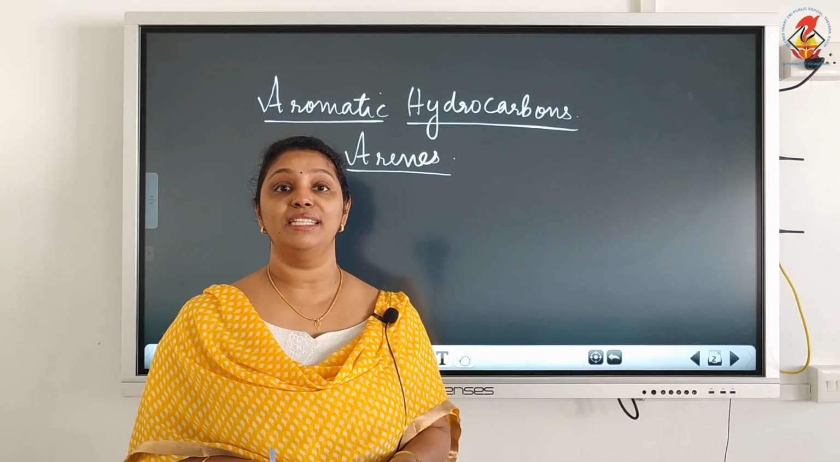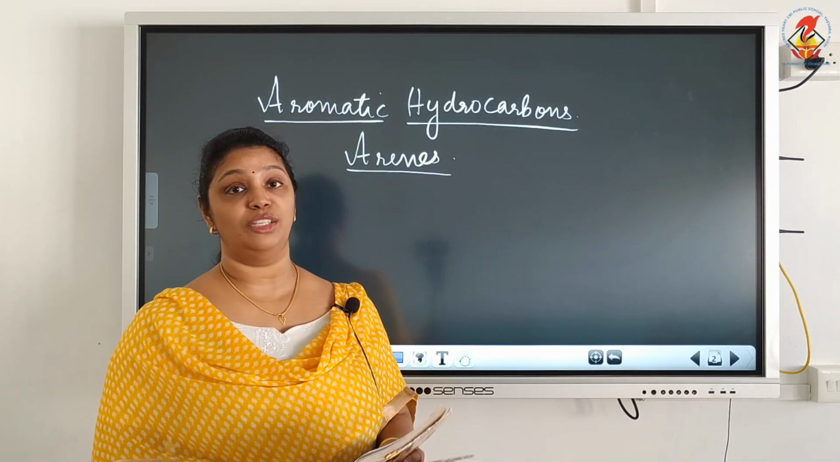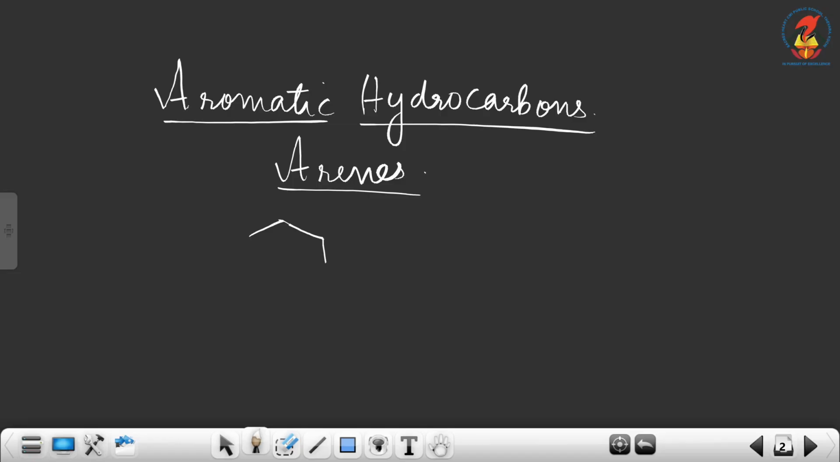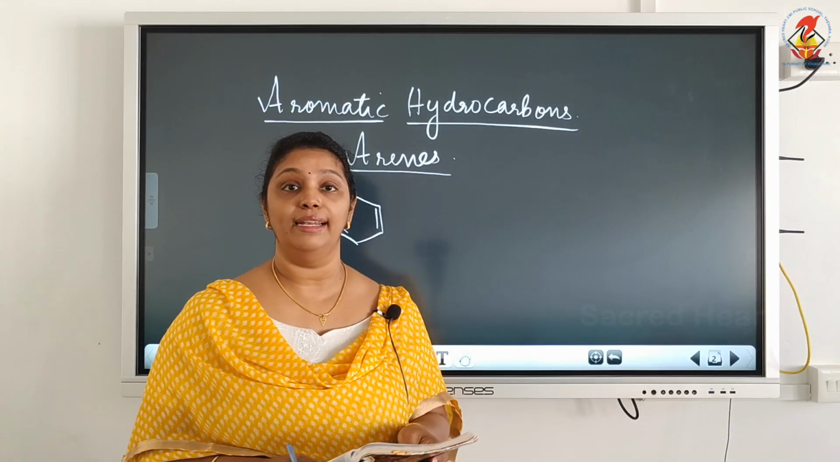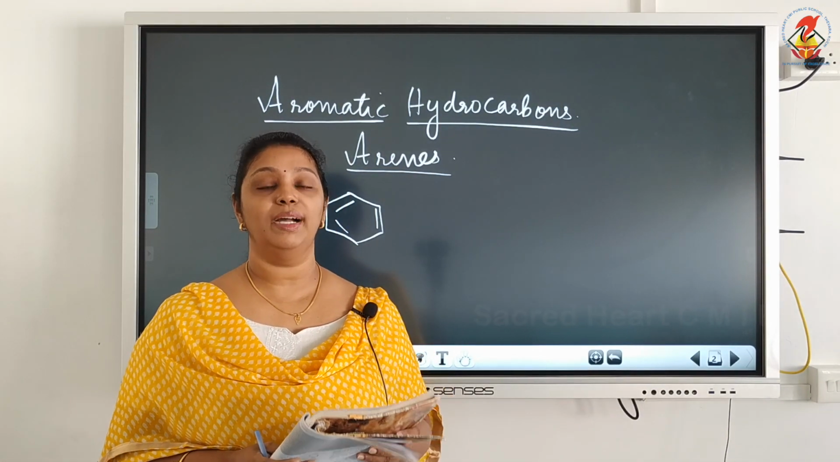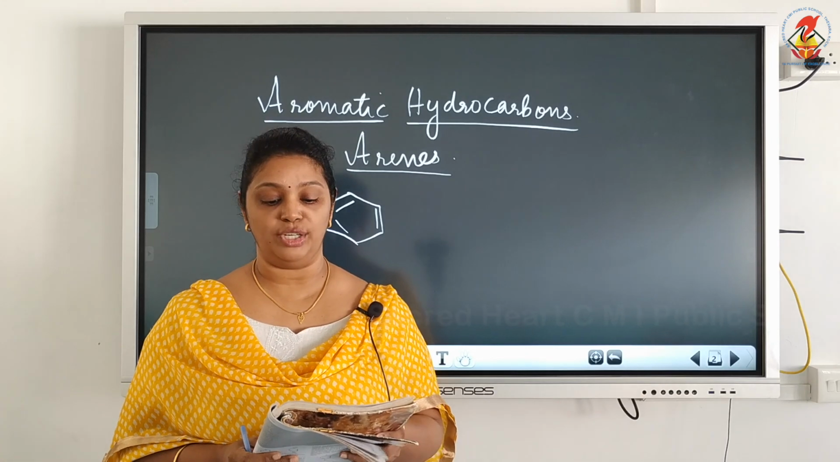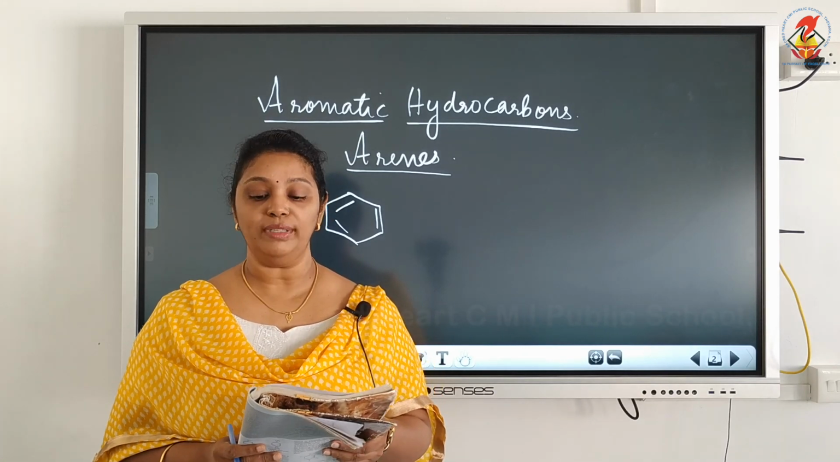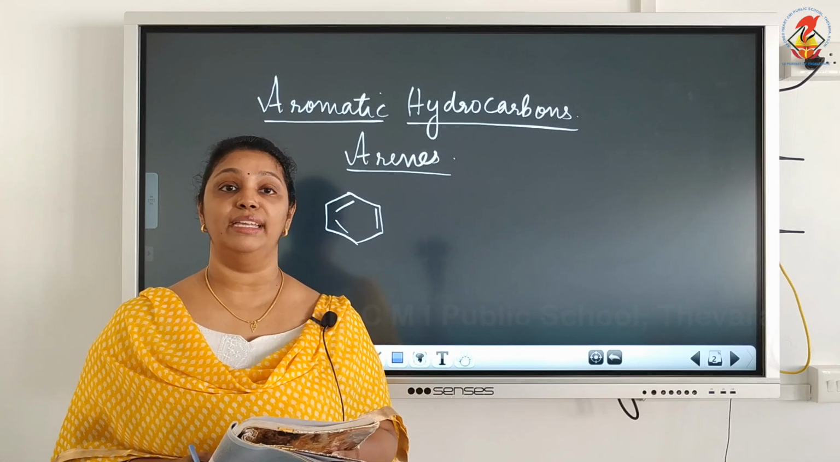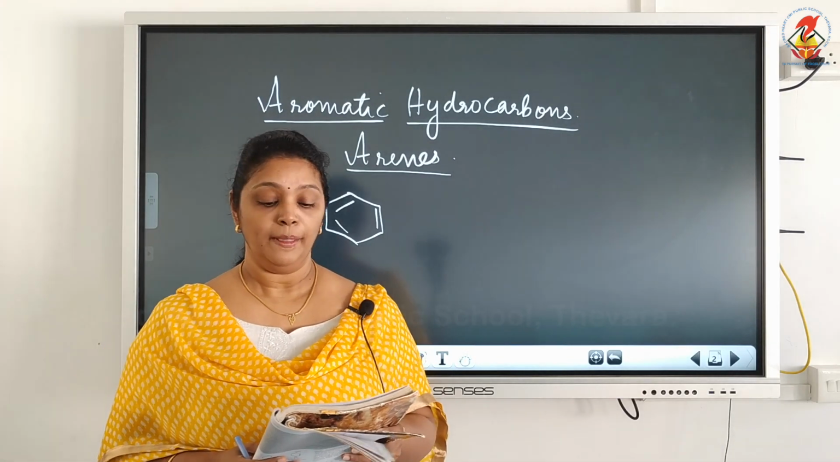And you know that benzene ring is highly unsaturated. And you know the structure of benzene. There are 3 double bonds. So the benzene ring is highly unsaturated. But in majority of the reactions of the aromatic compound, the unsaturation of benzene ring is retained.